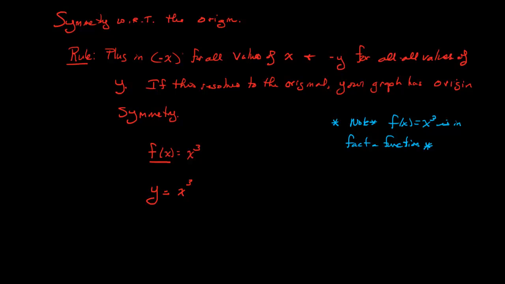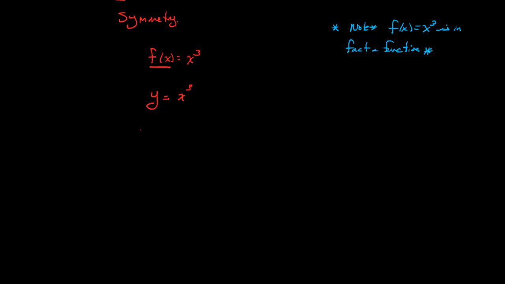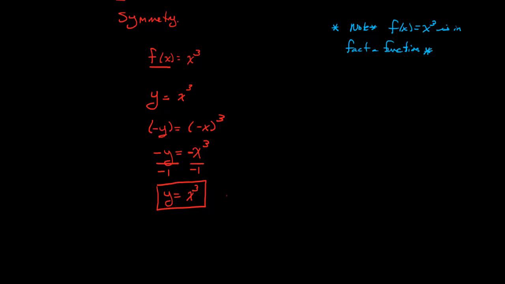Now our rule states every time we see a positive x, we plug in negative x, and every time we see a positive y, we plug in negative y. So we're replacing both our x and our y variables with the negations of the x and y variables. So we will have negative y equals the quantity negative x, cubed. Negative y will stay negative y, and negative x cubed stays negative x cubed, since a negative raised to the third power is in fact negative. But when I divide both sides through by negative 1, I get y equals positive x cubed, and this in fact is the original. Therefore, we know we have symmetry with respect to the origin.